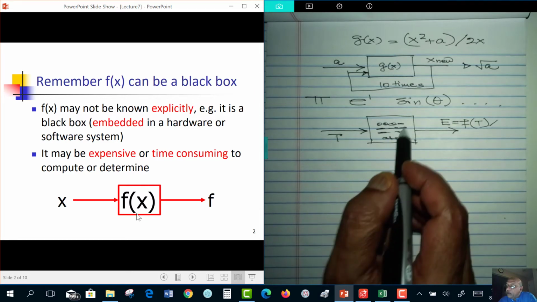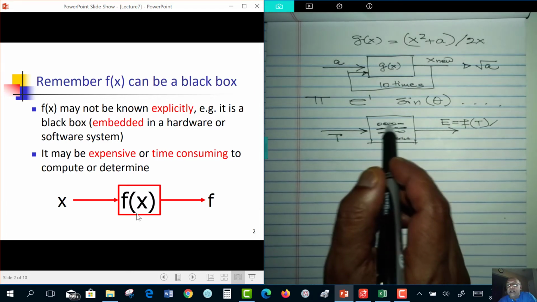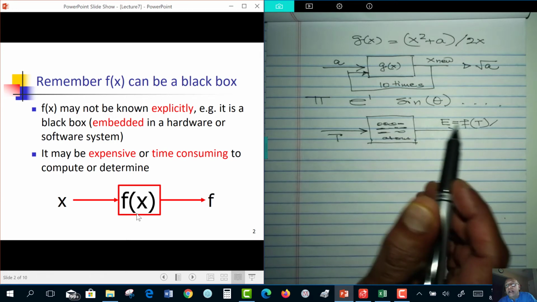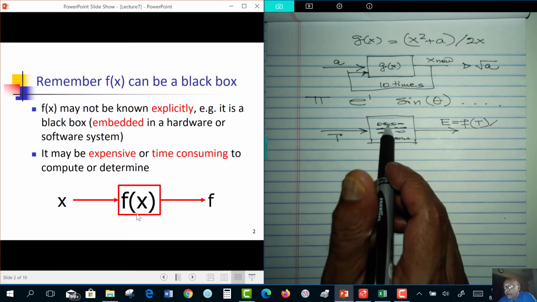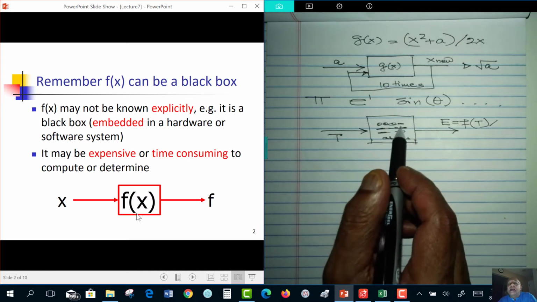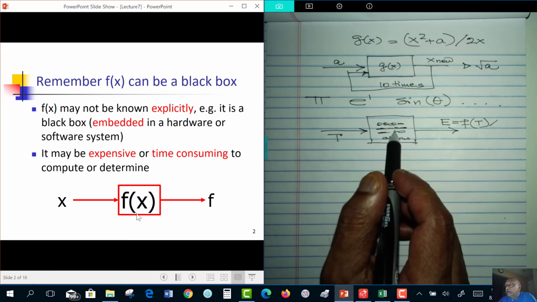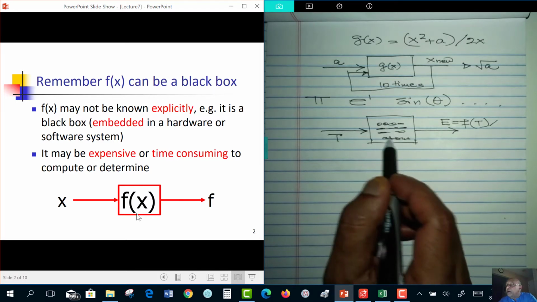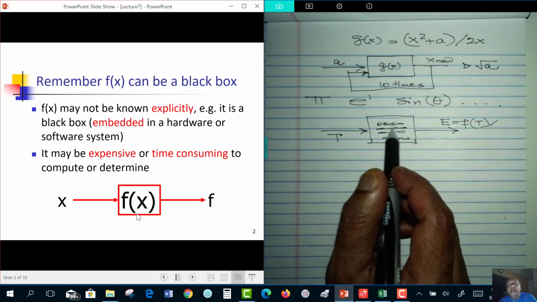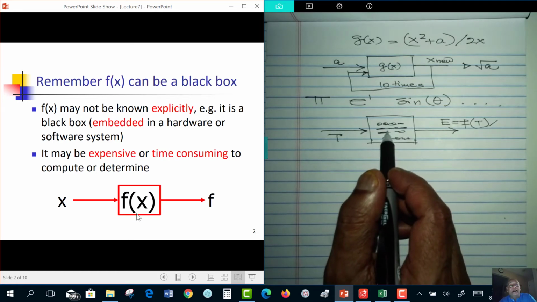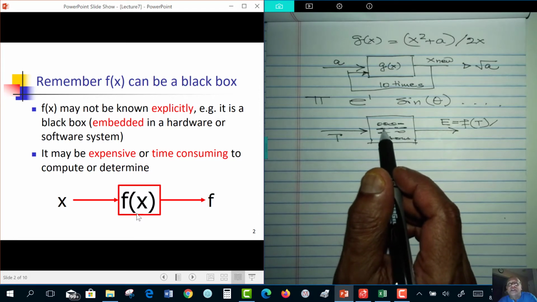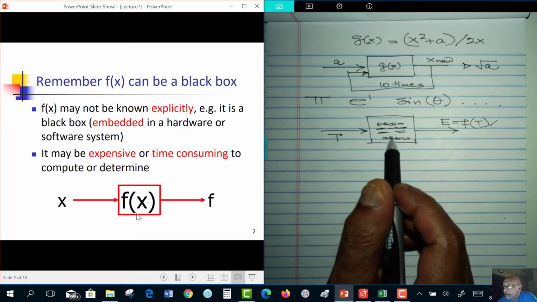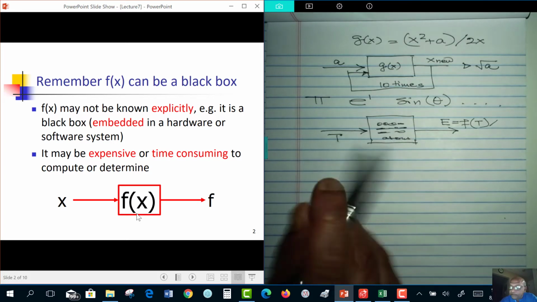So be wary whenever your function computations are expensive, maybe belong in another package, or it is a hardware or another software. Try not to use software packages such as MATLAB. Try to write your own program, maybe in VBA, maybe in C, even in Excel, because eventually you're going to call that function from a Visual Basic routine.